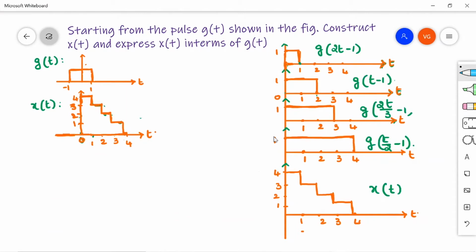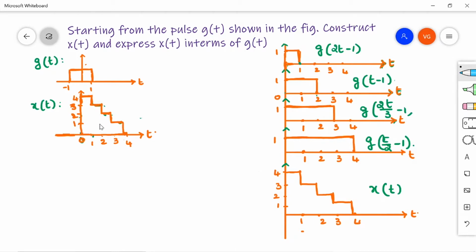The second staircase problem that I am going to discuss here is like this. You are given the signal g of t pulse and we have to construct this type of staircase x of t. Again, I am telling the same procedure.